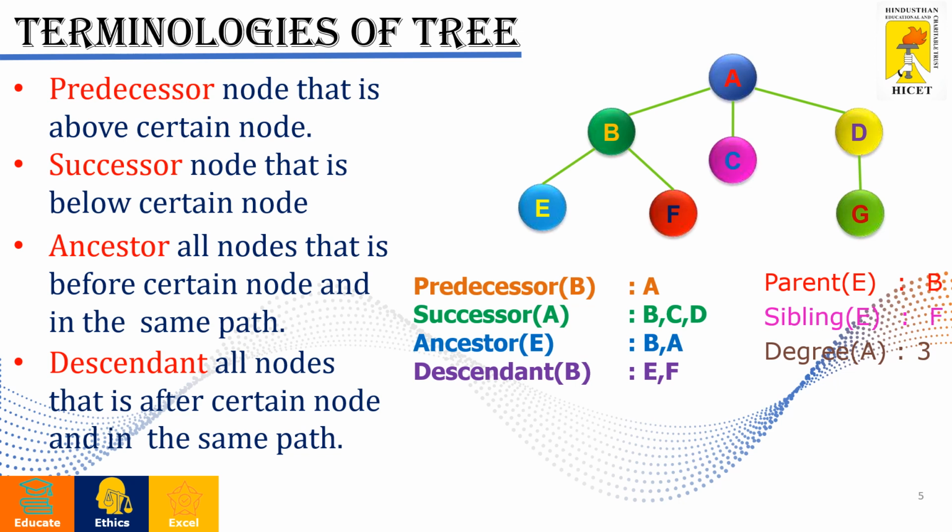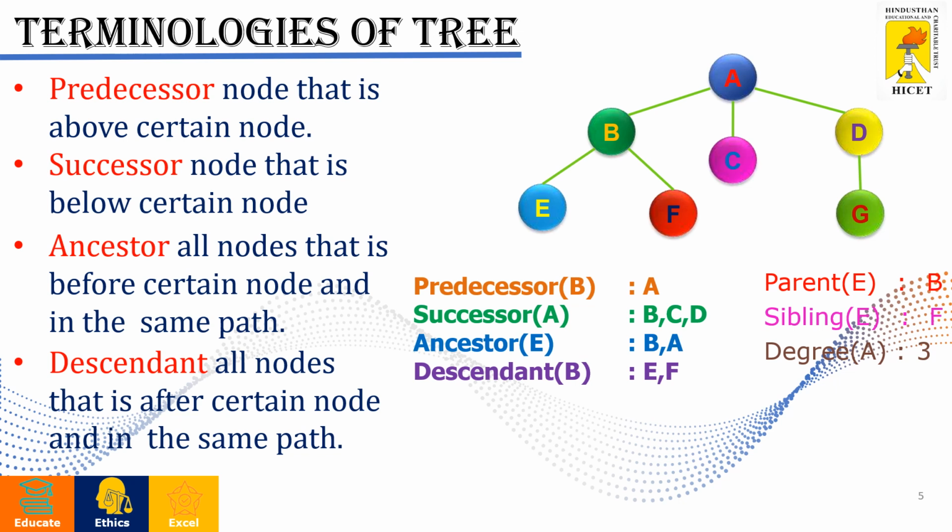Successor is a node which is below a particular node. So here we can tell B is the successor of A, C is the successor of A, D is the successor of A, and G is the successor of D. So the node which is below a particular node is called a successor.